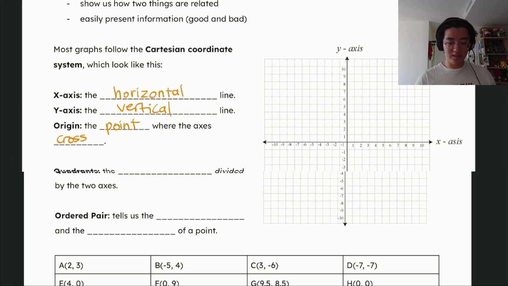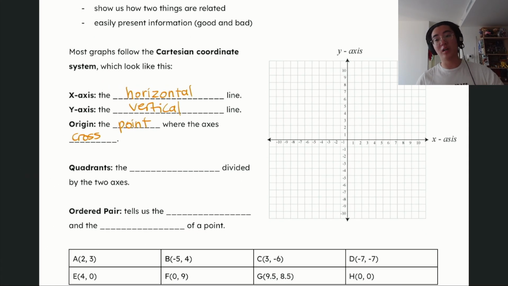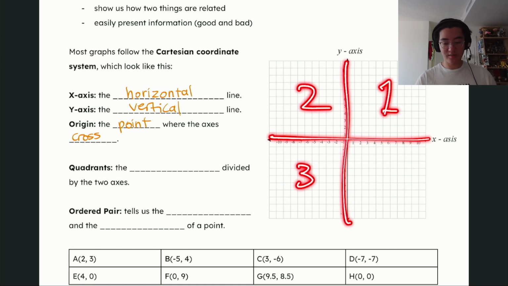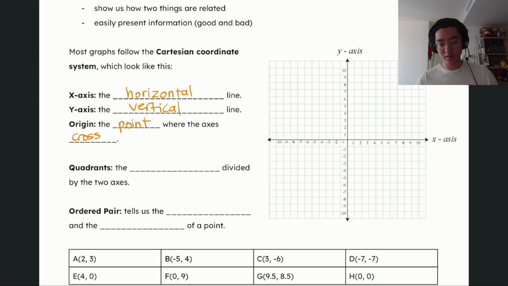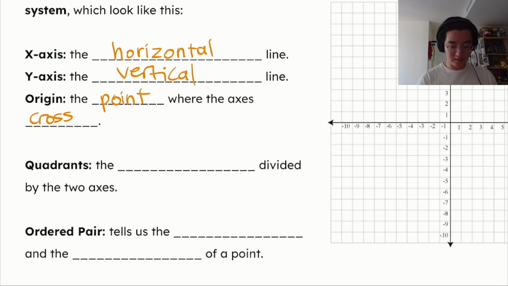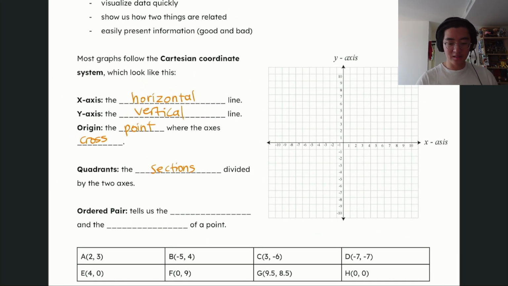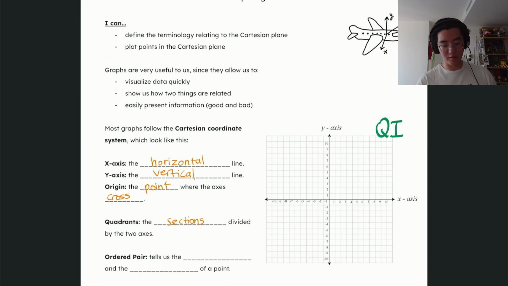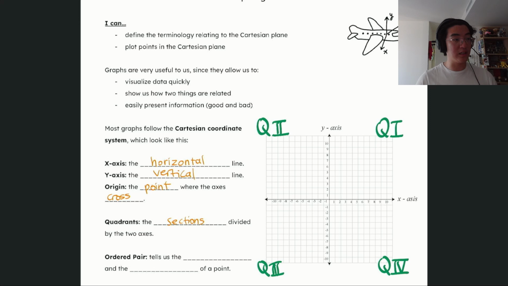Now, as you can see here, because we've got two lines, the two lines divide the graph into 4 sections. We call those quadrants. Those are the sections divided by the two axes. Generally, we refer to this upper right corner as quadrant 1, Q1, then quadrant 2, Q2, quadrant 3 is Q3, and quadrant 4. I'm just using Roman numerals here. So those are quadrants: 4 sections divided up by 2 lines.